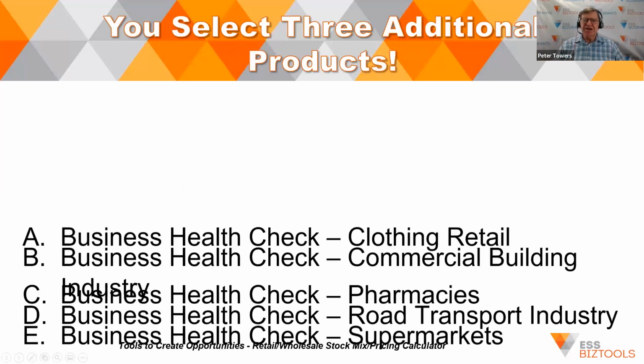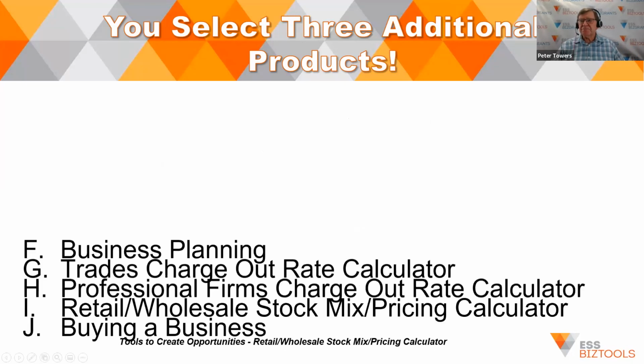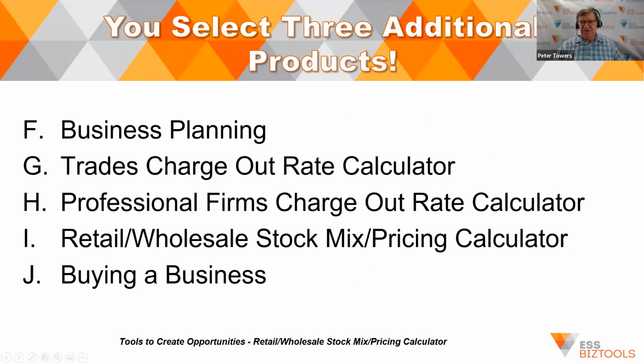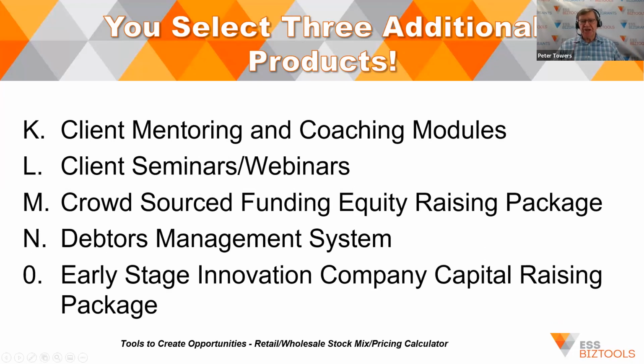And then you select 3 additional products. You've got 4 which are standard, and you've got 22 out of our 32 packages that you can then select. We've got 5 editions of business health check over these various industry classifications. You can pick one of them if you wish. And then we've got these: business planning, trades charge out rates, professional firms, retail and wholesale, stock mix pricing calculator, which is what we've just looked at, of course, buying a business.